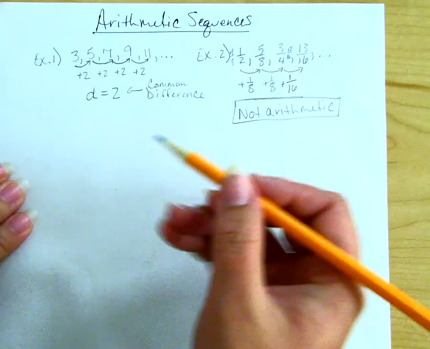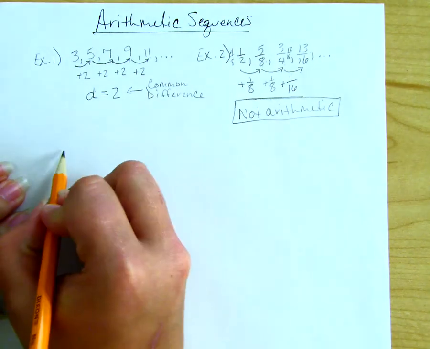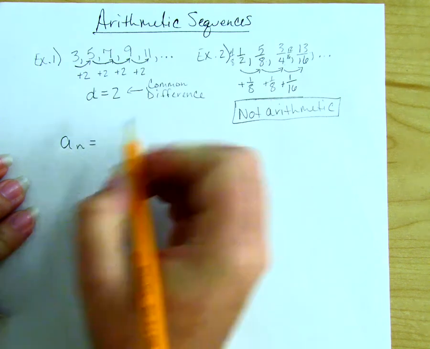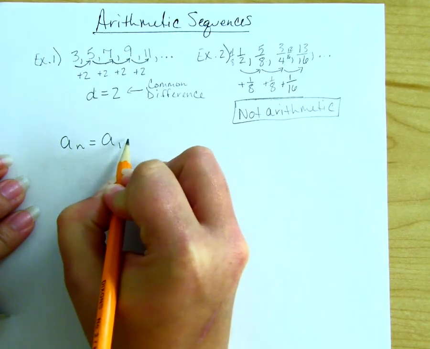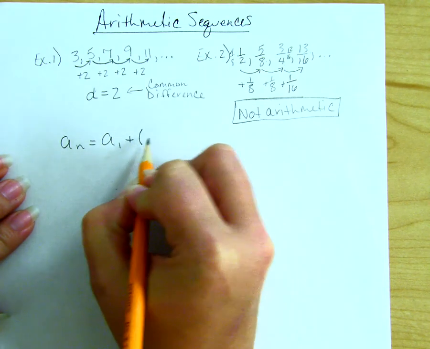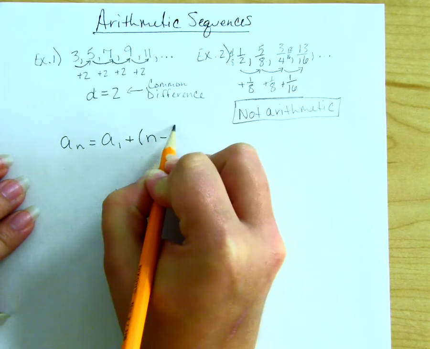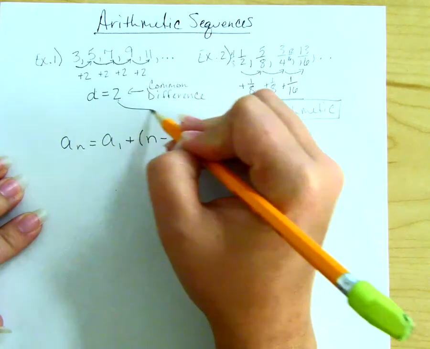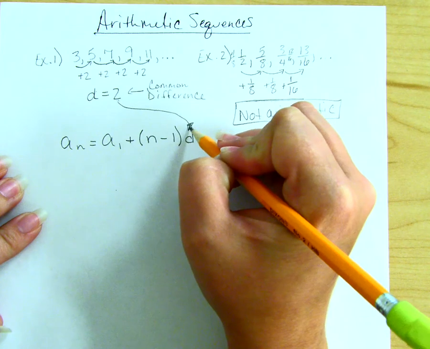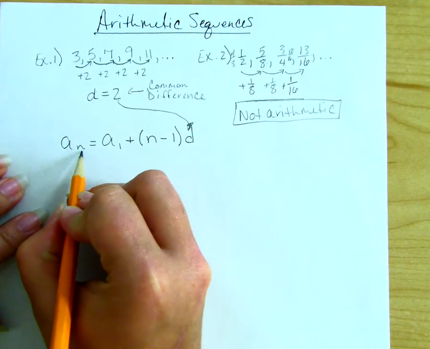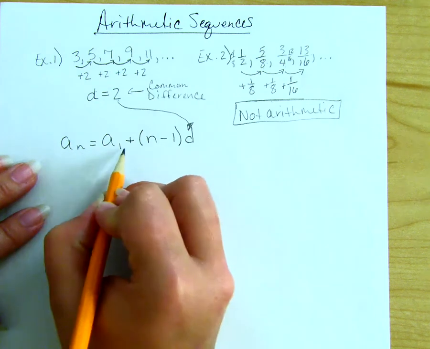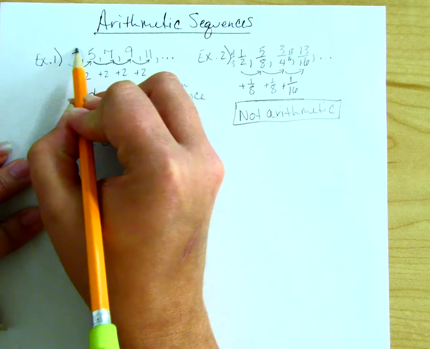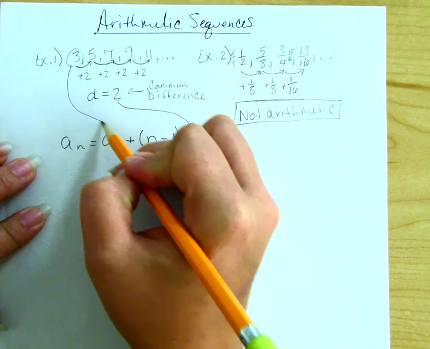To write an equation, and we're going to go ahead and use example 1, you use the formula a sub n equals a sub 1 plus the quantity n minus 1 times d. The common difference d goes here. A sub n says any term in this sequence. A sub 1 says that is the first term. So in this case, our very first term is 3. So that's going to go here.